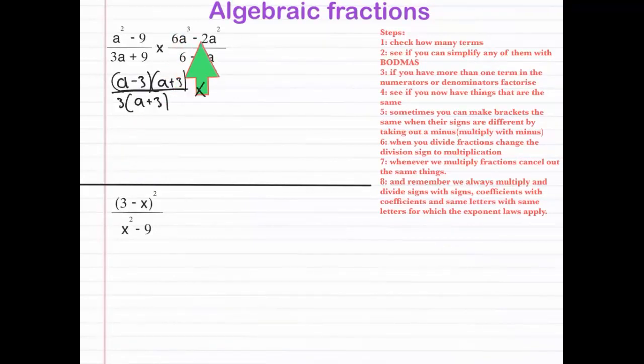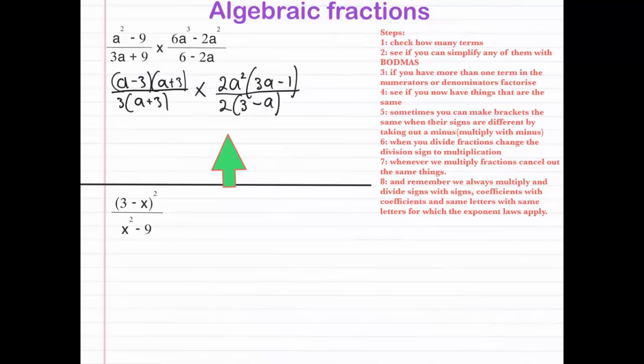And here what can we do? We can take out a common factor. We can take out a 2a squared. Then we are left with 6a cubed divided by 2a squared, which is just 3a, and minus 1, because 2a squared divided by 2a squared is 1. And at the bottom here we also have a 2 that I can take out. And then we are left with 3 minus a.